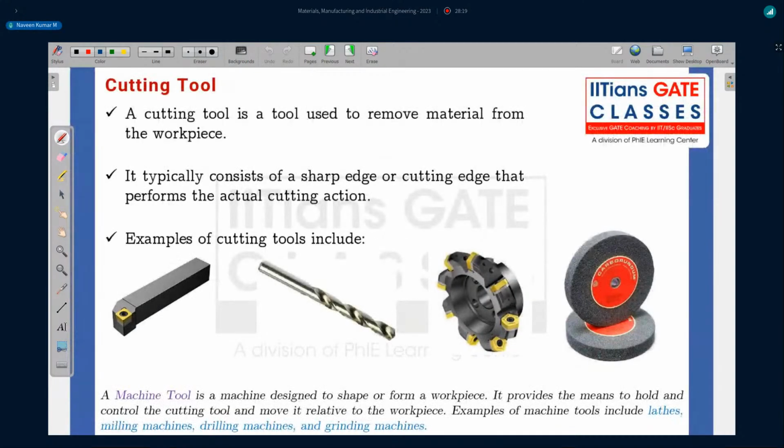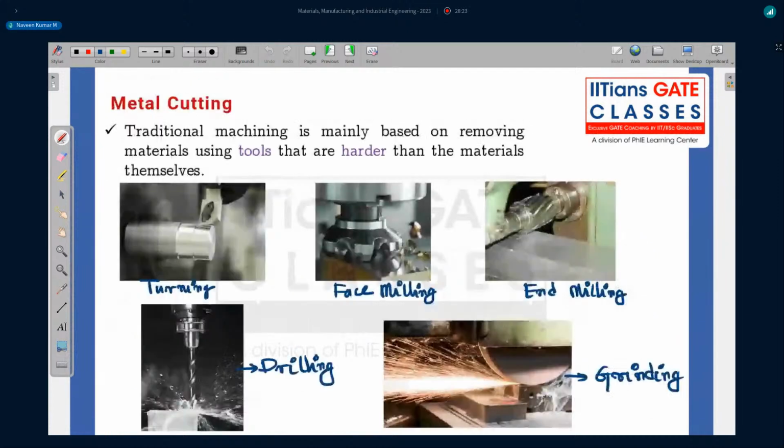So all the things I've shown in the previous slide are cutting tools. This is one cutting tool here. You can see here, this is one cutting tool. This is one cutting tool. So here it is called a single point cutting tool, lathe turning tool.